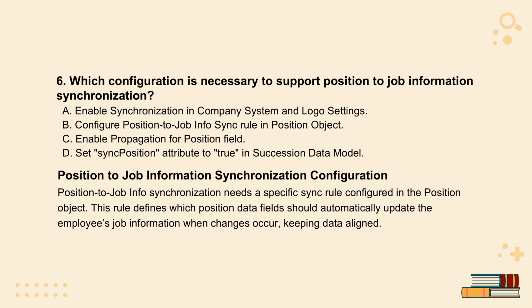So for that specific synchronization from the position down to the employee's job info, a special rule called a position to job info sync rule must be configured. And it has to be set up directly within the position object definition itself. This rule is where you explicitly spell out which data fields from the position should automatically push down to the employee's record when a relevant change happens. It's absolutely critical for data integrity.